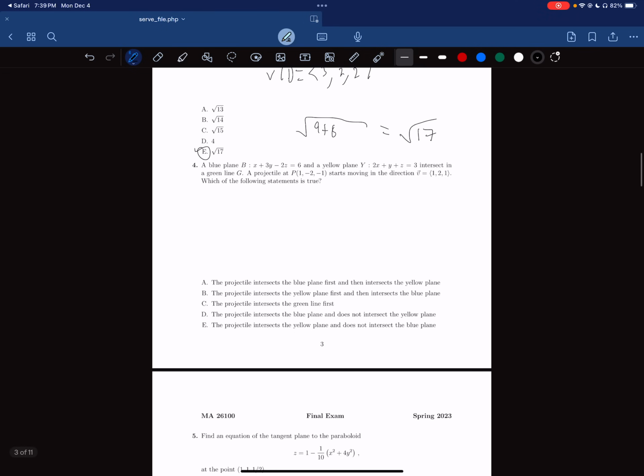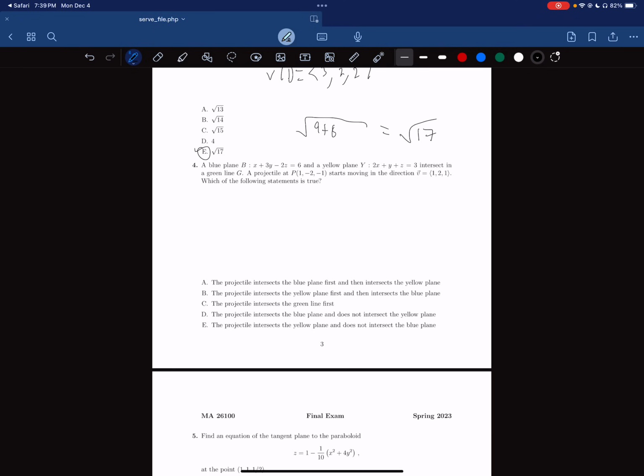Very nice. Number 4, a blue plane B is given by x plus 3y minus 3z equals 6, and a yellow plane Y is given by 2x plus y plus z equals 3, intersecting in a green line G. A projectile at P, 1, negative 2, negative 1, starts moving in the direction V equals 1, 2, 1. Which of the following is true? I'm just looking at the answers here.